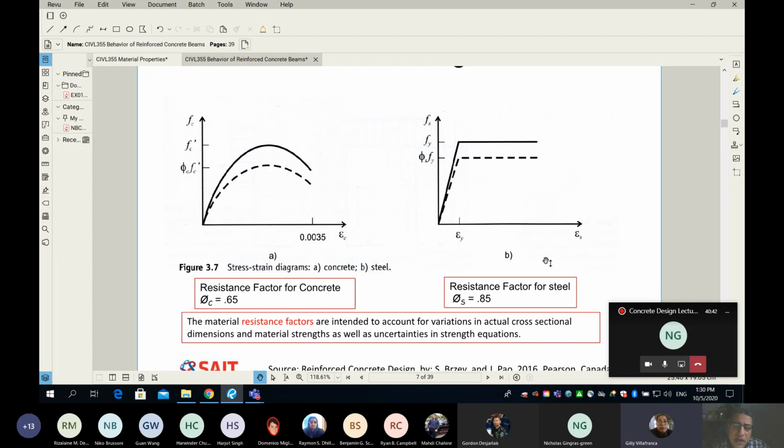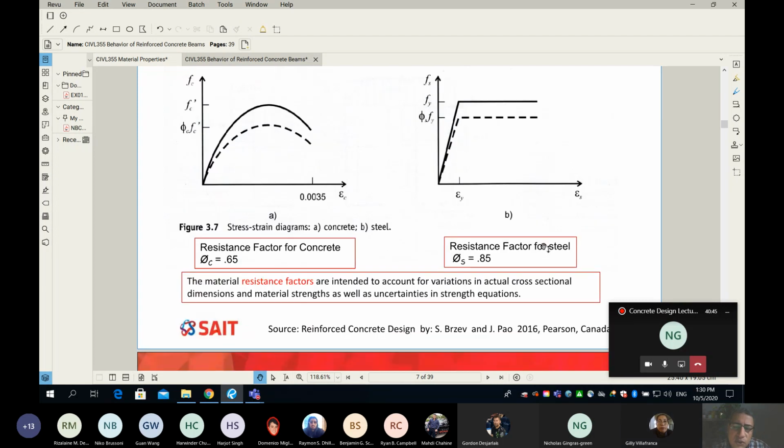Okay. Yes. Thank you. Now, we also learned in my class that we're not going to use the bolded one. The bolded one is really the full f_y. However, I said before that we will apply something called a resistance factor.